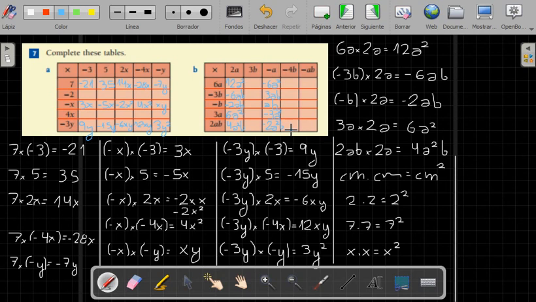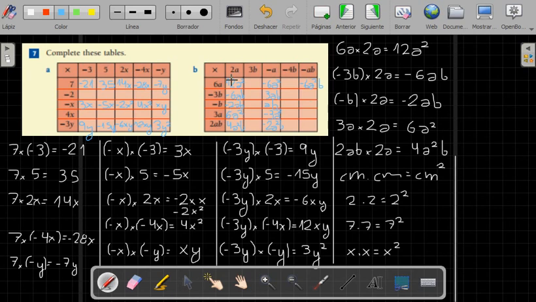Finally, the last one. Positive multiplied by negative is going to be negative. And there is only one number, the 6. There are 2 a's, so it's going to be a squared b.